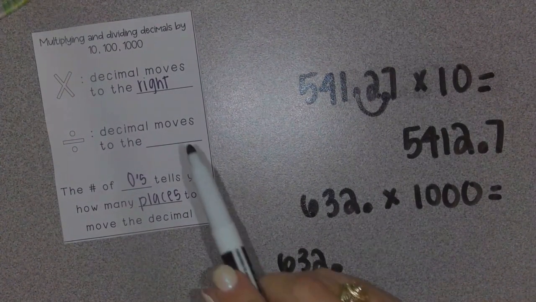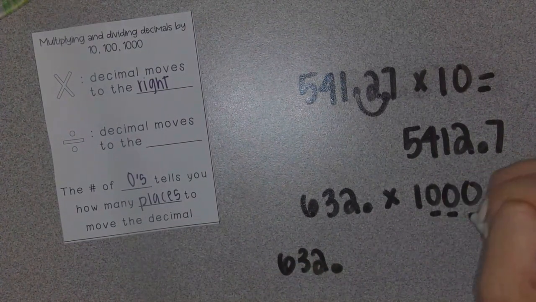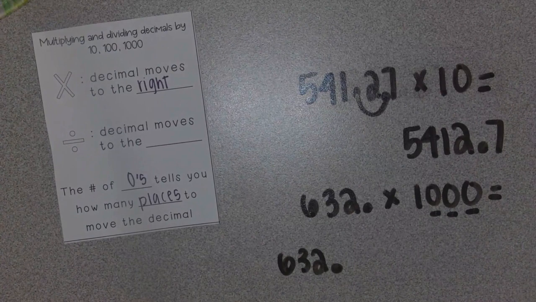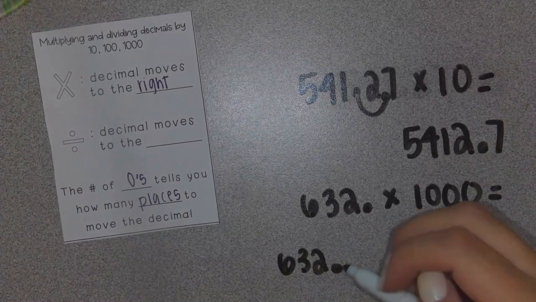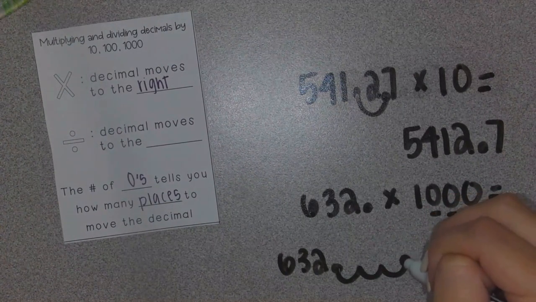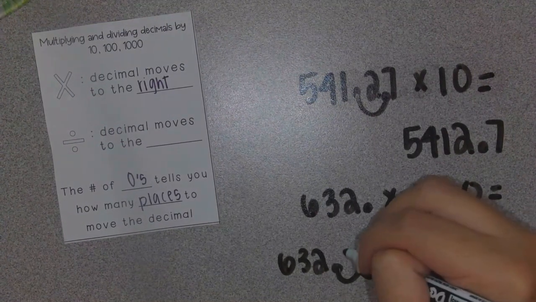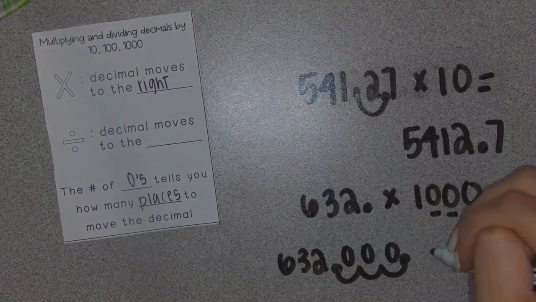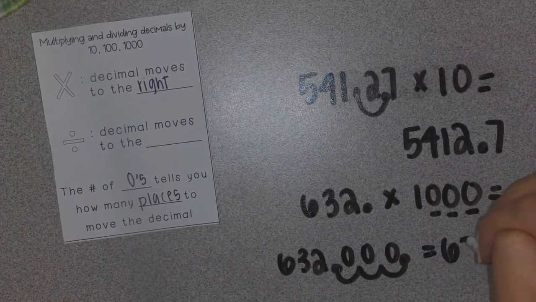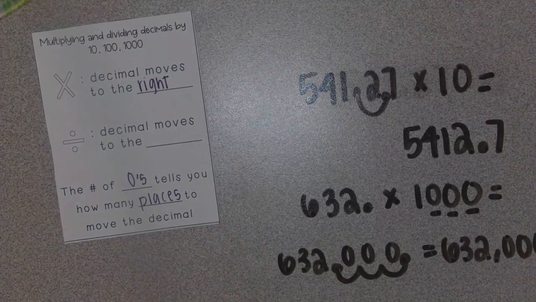Since I'm multiplying, I'm going to move it to the right. I'm going to count the number of zeros. I have 1, 2, 3 zeros in the number 1,000. So if I move that decimal 1, 2, 3 spaces, it's really weird to have this big gap between the very last digit and that decimal place. So in order to fill the gap, we put zeros there. So I get a final answer of 632,000.